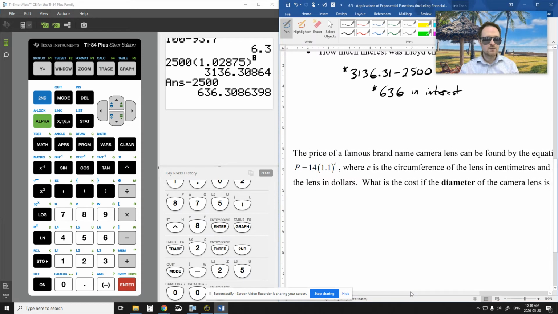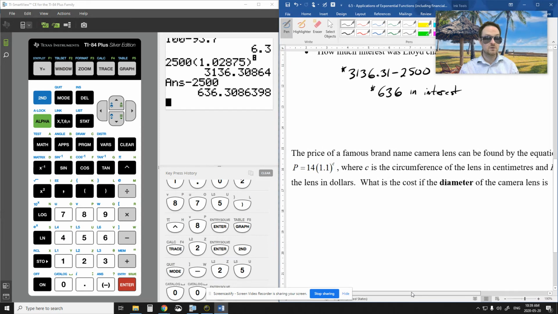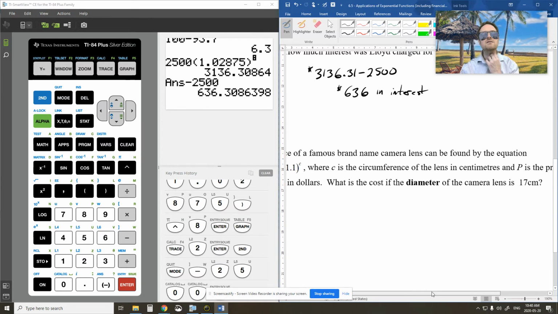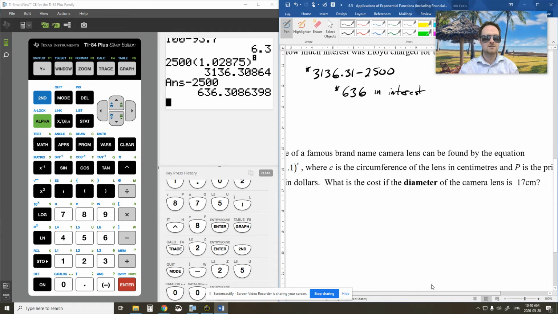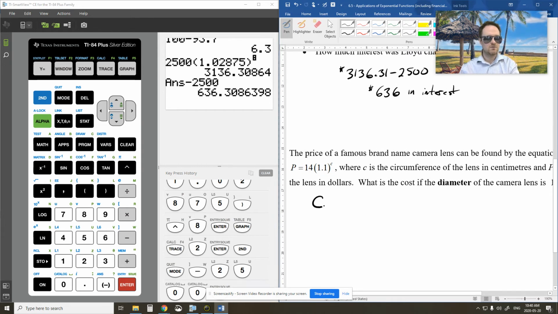Here's another one here. The price of a famous brand name camera can be found by this equation, a nice little growth equation, where C is the circumference of the lens in centimeters, and P is the price. What is the cost if the diameter is 17 centimeters? Oh, this is different. What we have to know is how do we get circumference from diameter? Well, that's just pi times d, right? If you remember that one, it's 2 pi r or pi d to get my circumference.